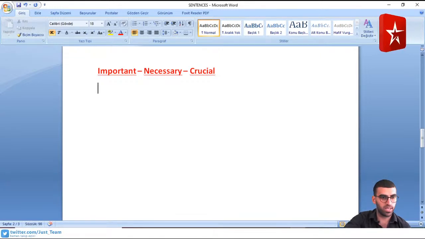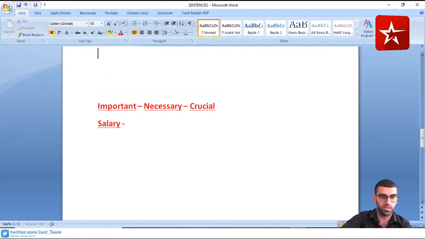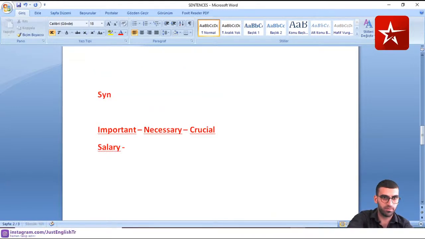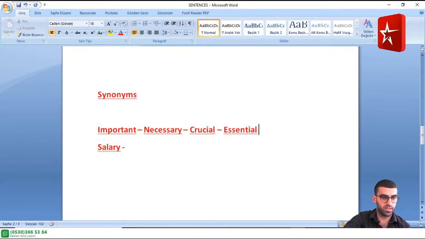Another word is, for example, salary. Can you tell me the synonyms of salary? The synonyms are really important in your speaking. Learn the synonyms of the words. Essential, yes, I forgot essential here. That's good, thank you. Essential is a synonym of important, necessary, crucial. And for example, wage. Yes, wage and salary have the same meaning.